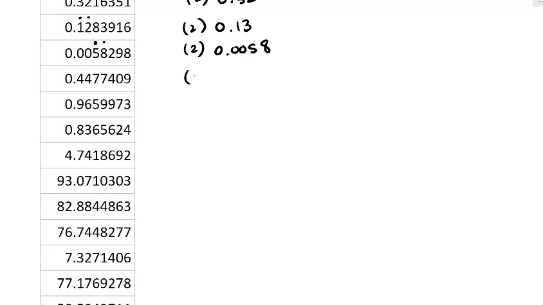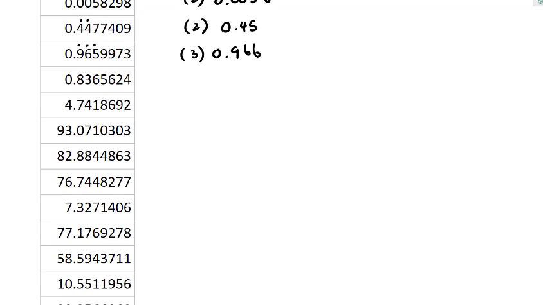Okay, let's do it to 2 significant figures. 1, 2, rounds up from the 7, so 0.45. Okay, let's go to 3 significant figures. So 1, 2, 3, rounds up. 0.966. Let's go to 2 significant figures. So first thing measure is this. 1, 2. Let's round up. 0.84.